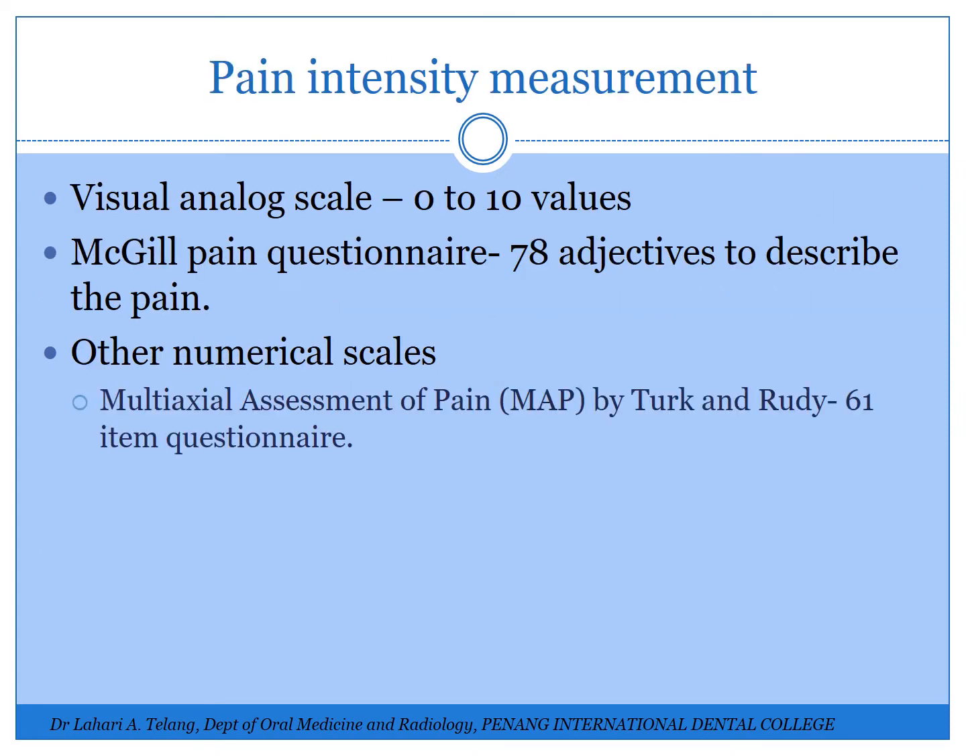Pain intensity measurement is generally quite tough because we're talking about a subjective symptom. And so we must understand that there are various pain scales, each of which has its advantages and disadvantages. But one of the simplest and most commonly used is the visual analog scale, where the patient is asked to give us an assessment of their own pain on a value of 0 to 10. McGill's pain questionnaire has 78 adjectives to describe pain. There are other numerical scales like the multi-axial assessment of pain scale, which has about 61 questions in it.